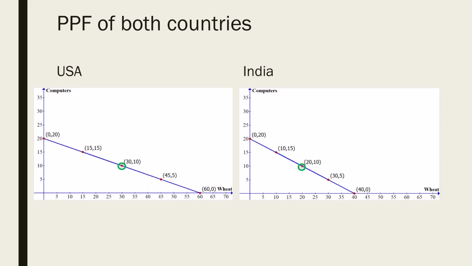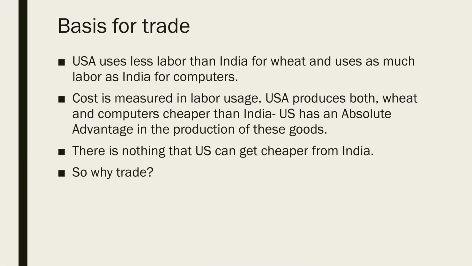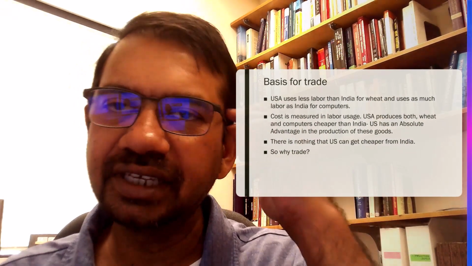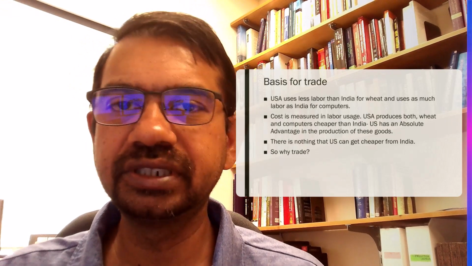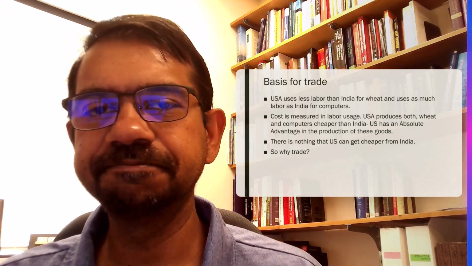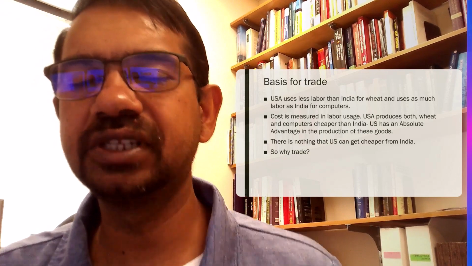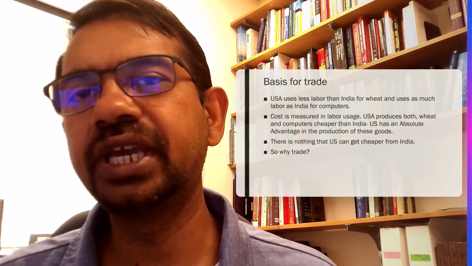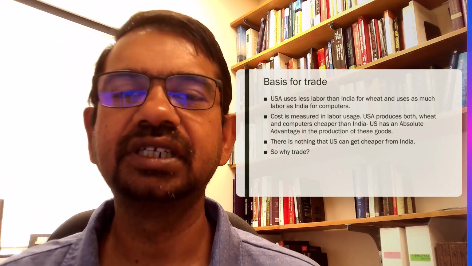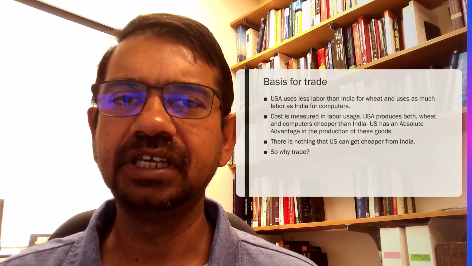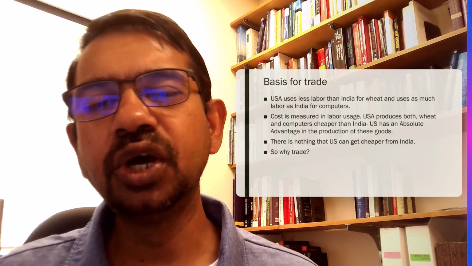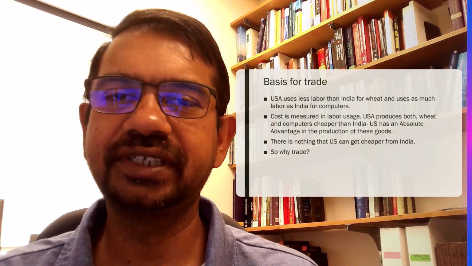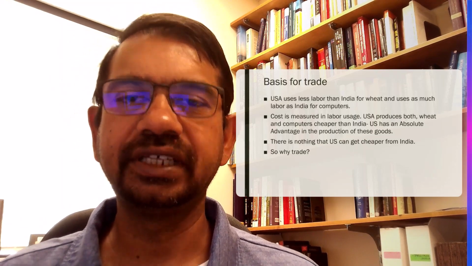Now, given the way we have set this up, will there be any trade between India and US? Well, US can make both wheat and computers with less workers, which means that both of these goods will cost less in the US. And they will cost more in India if we look at just the amount of labor required to make these things. So it seems on the face of it, there is no basis for trade between these two countries. There's nothing that US can really get cheaper from India.